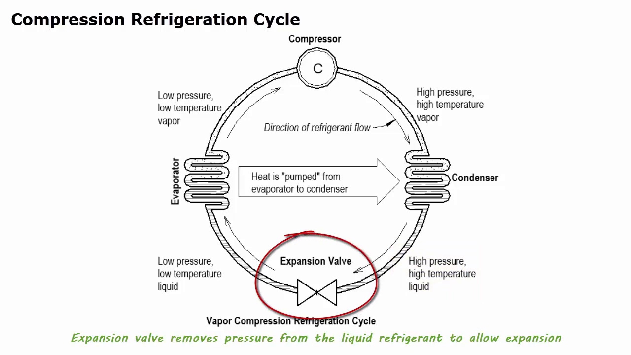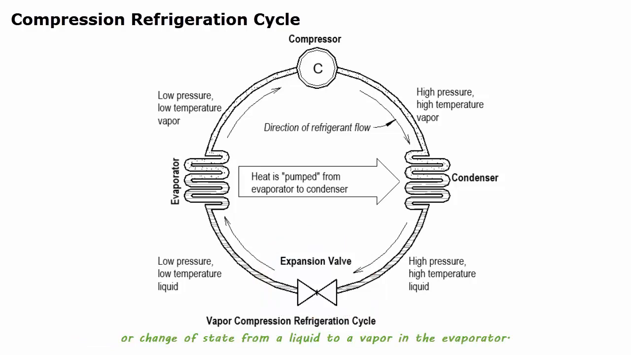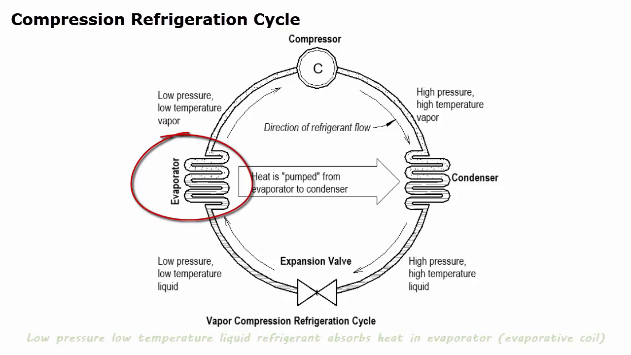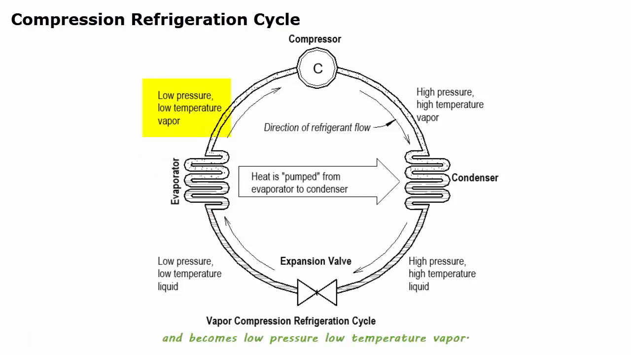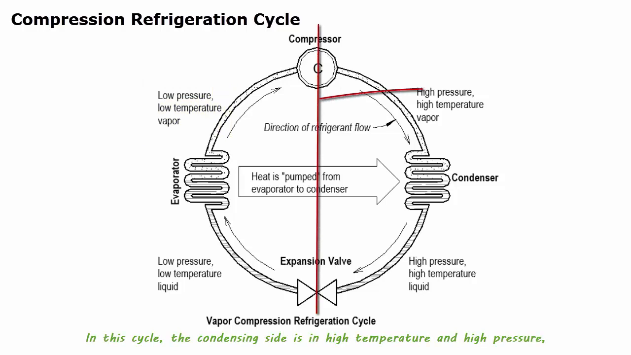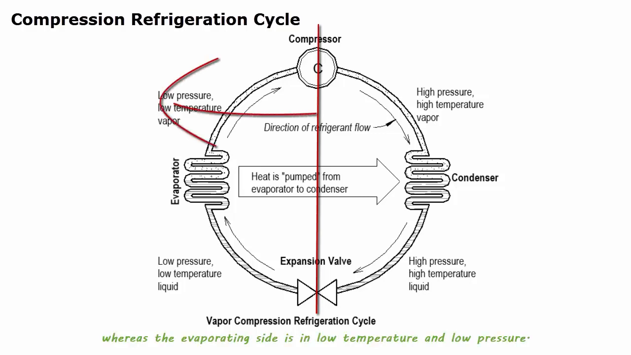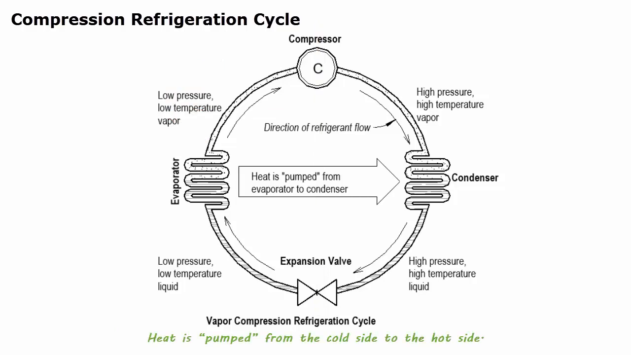Expansion valve removes pressure from the liquid refrigerant to allow expansion or change of state from a liquid to a vapor in the evaporator. Low pressure, low temperature liquid refrigerant absorbs heat in evaporator and becomes low pressure, low temperature vapor. In this cycle, the condensing side is in high temperature and high pressure, whereas the evaporating side is in low temperature and low pressure. Heat is pumped from the cold side to the hot side.